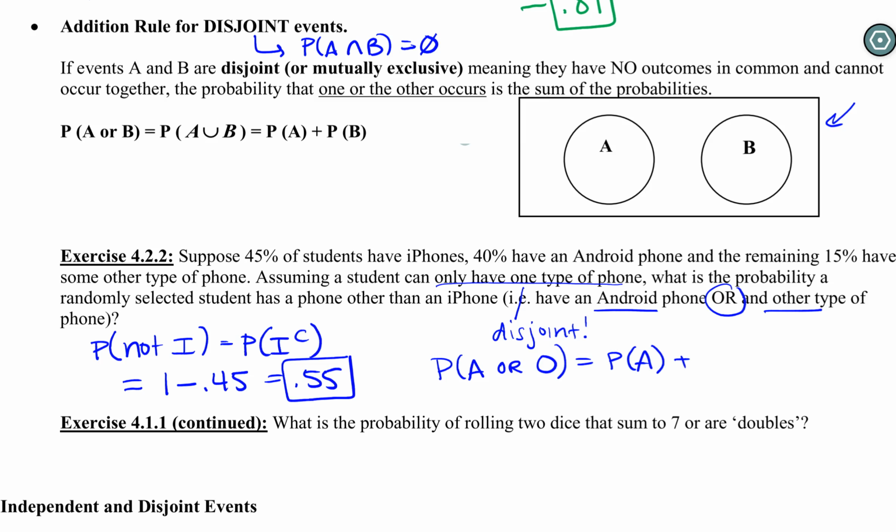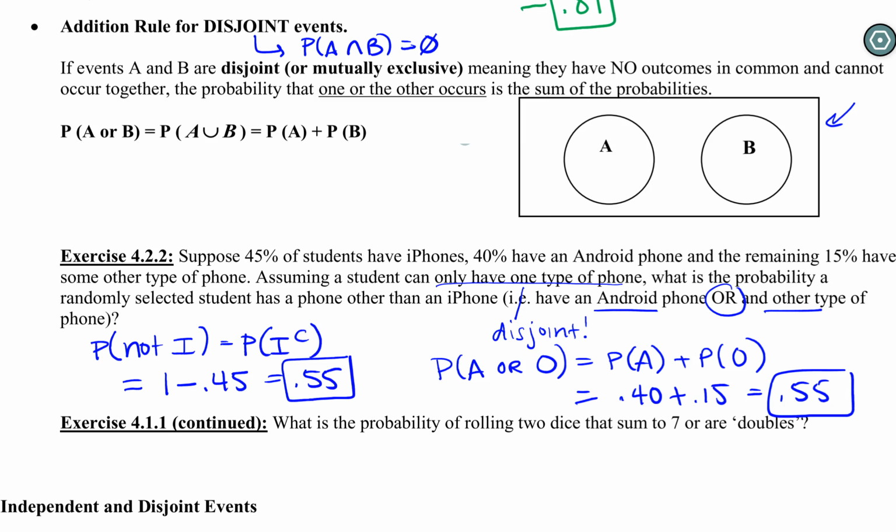And since we don't have an intersection, we can just add those two things together. It's either Android or other. There's no "and" between those because they can only have one type of phone. And we could just add the 40% to the 15% that have an other and get that 55%. So just looking at this question two different ways.